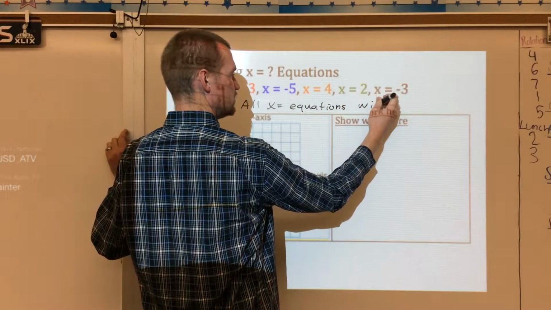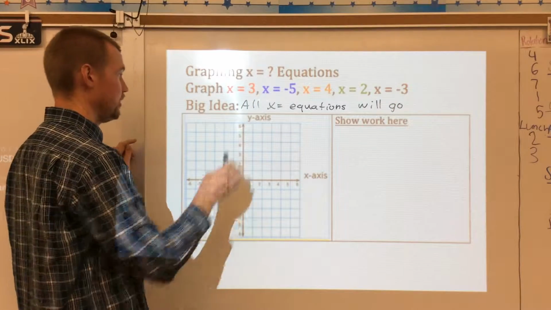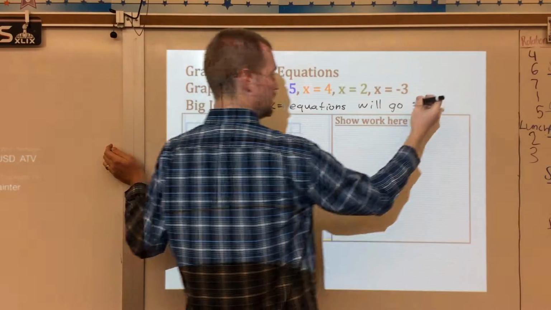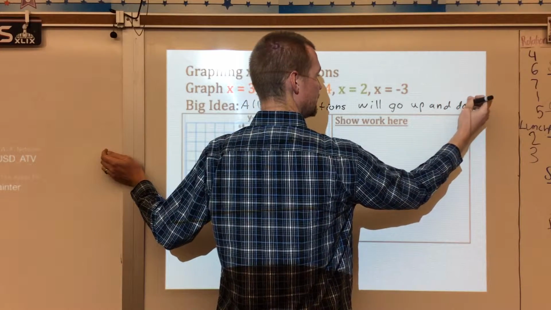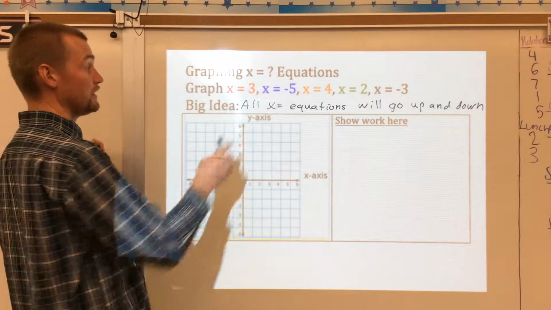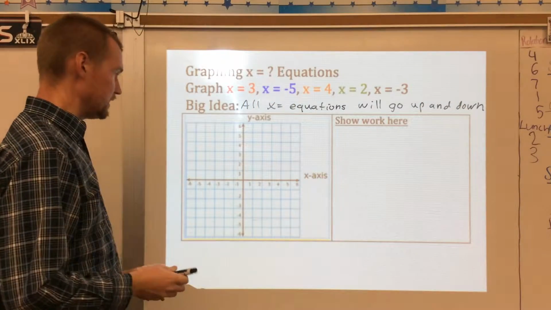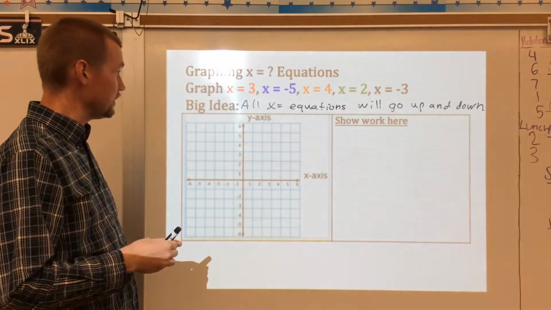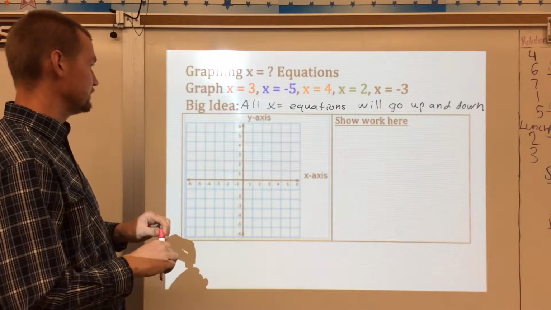will go up and down. So all x equals equations will go up and down. If it doesn't, we did something wrong. All x equals equations will go up and down, period. All right, let's graph two of these and see if the big idea is going to work for us.